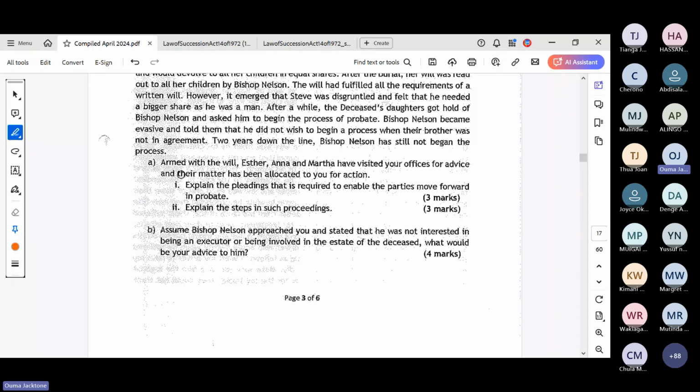Assume Bishop has approached you and has stated that he is not interested in being an executor or being involved in the estate of the deceased person. What would your advice to him be? Somebody has told you they're not interested in becoming the executor. How do you advise them?